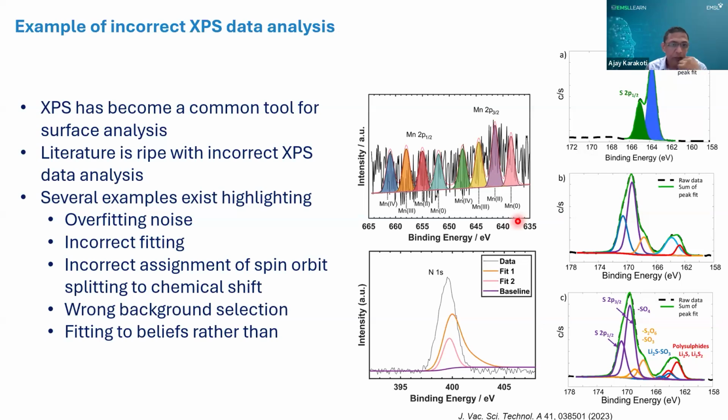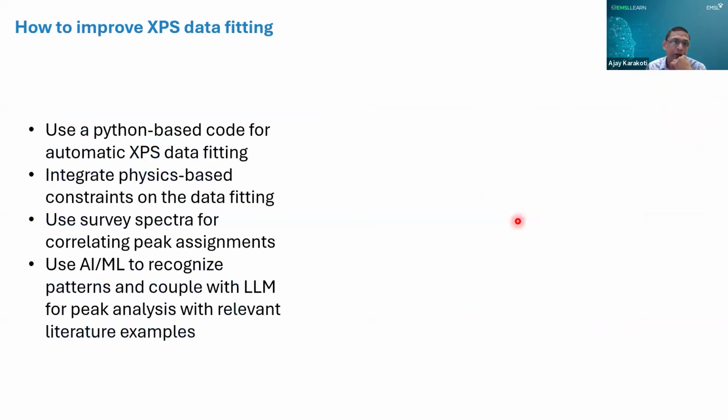So we are aware of these issues, and obviously these issues will magnify as you start interpreting a larger and larger amount of data. So how do we improve XPS data fitting? If you go and look in the literature, people have started attempting this. There are multiple reports on using machine learning models to improve data analysis for XPS.